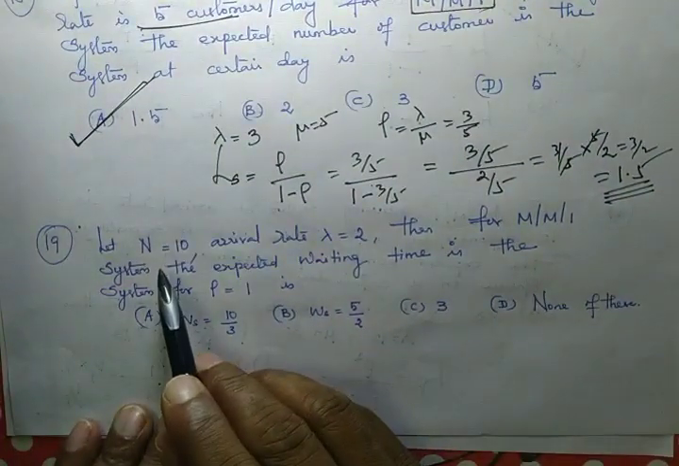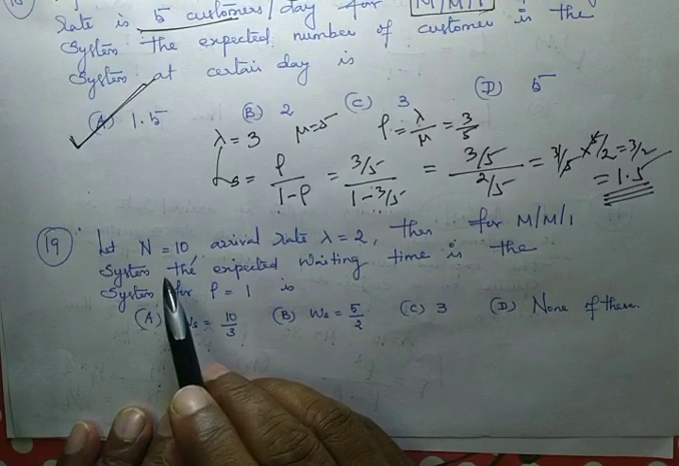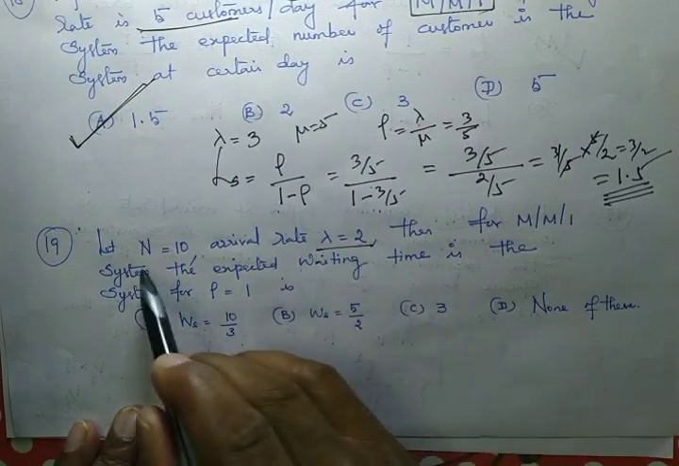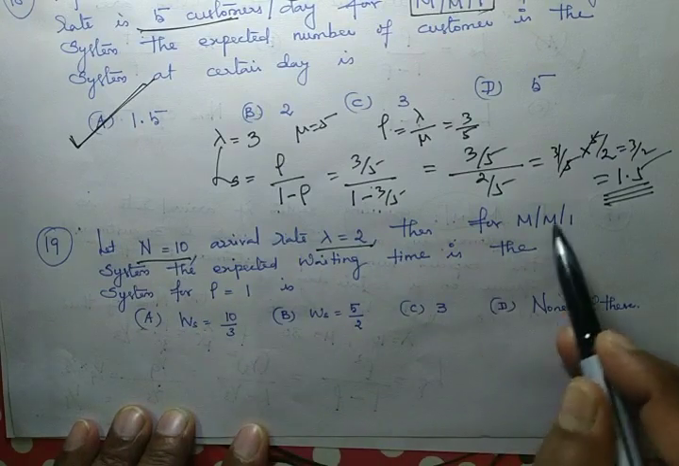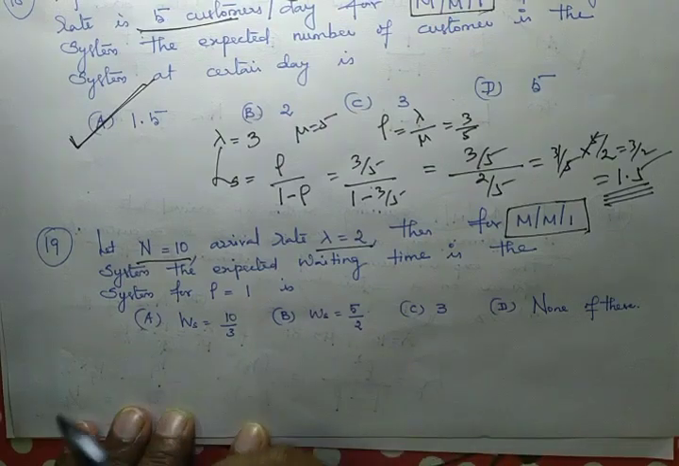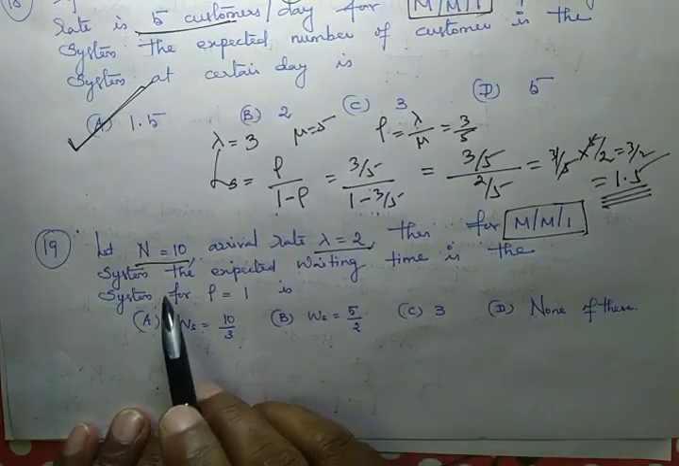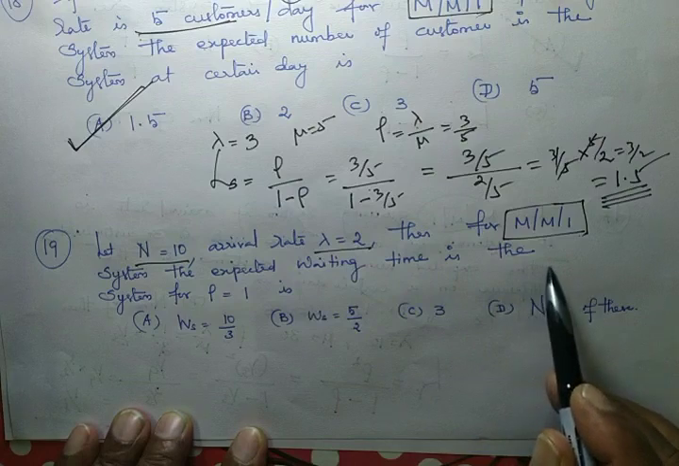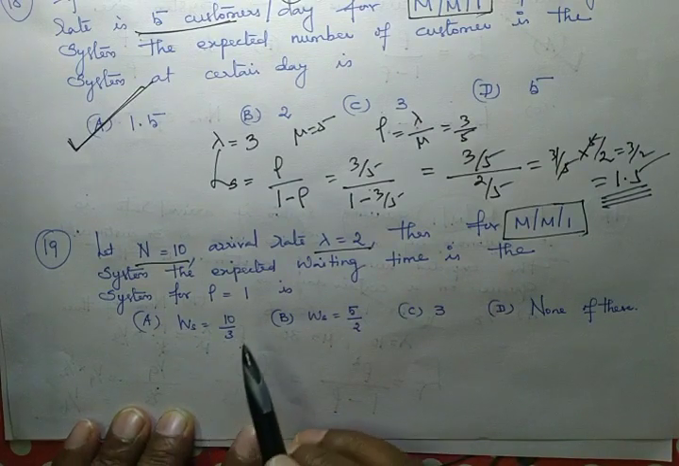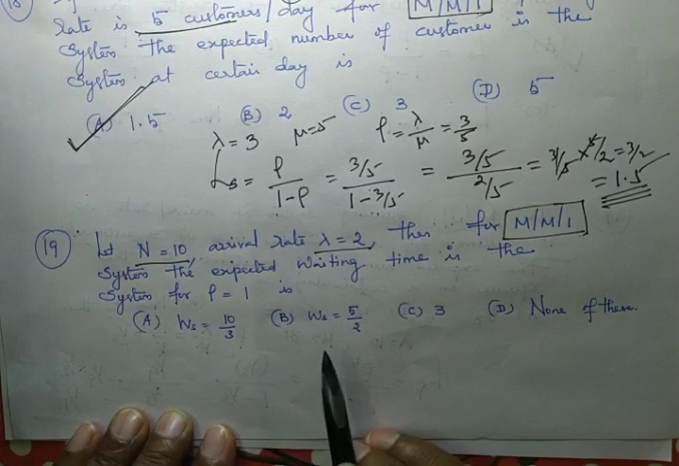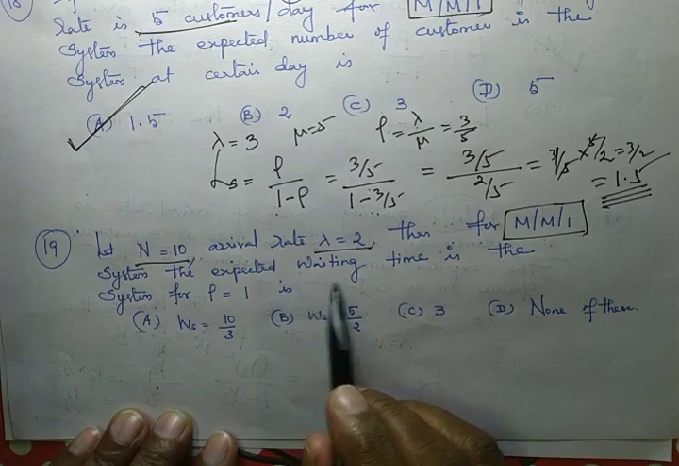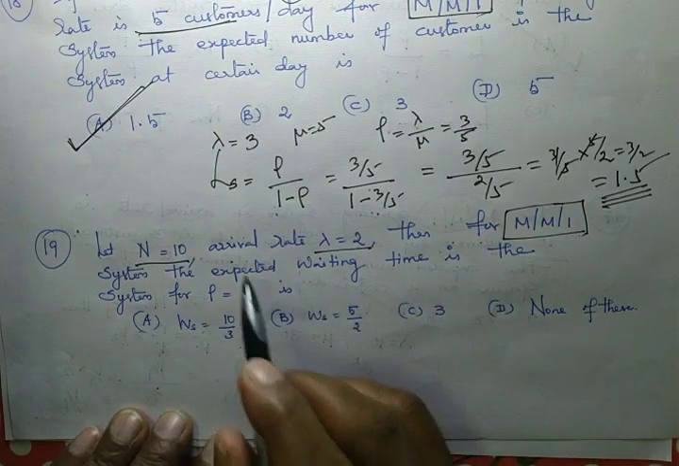Next, N equal to 10. Capital N, remember that. The arrival rate is 2, N is 10. Most of the repeated problems I have taken from the old question paper only. In the M/M/N model system, what is the expected waiting time in the system for rho equal to 1? The traffic intensity is 1. Now the question they are asking is the waiting time in the system.